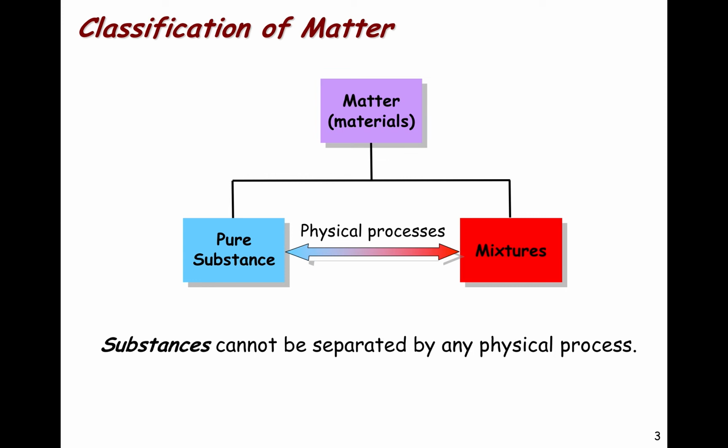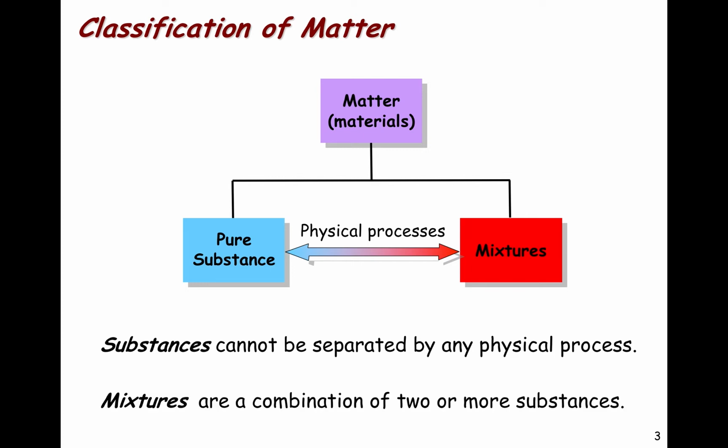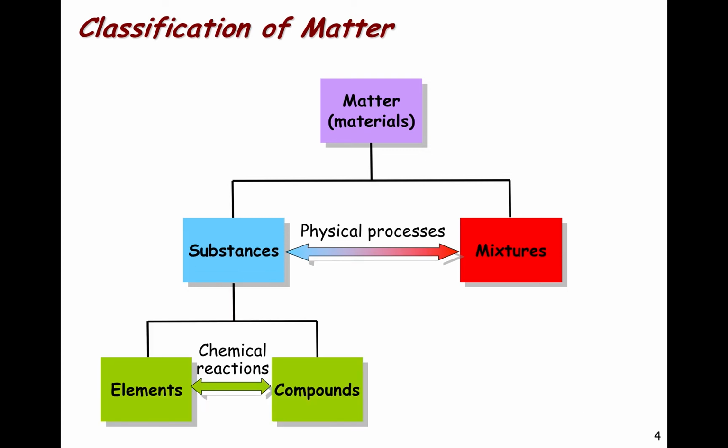But pure substances cannot be separated by any physical process. And that is a key to identifying a pure substance. Mixtures can be combined or separated, and that is a crucial aspect of their physical properties, and we often in chemistry spend a lot of time studying what those properties are.